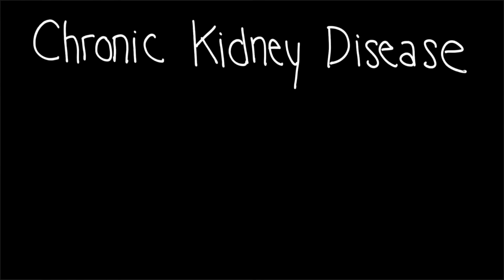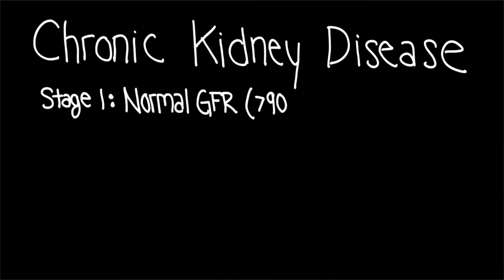Chronic kidney disease is a state of irreversible kidney damage and/or a reduction in kidney function. We stage chronic kidney disease based off of GFR, or glomerular filtration rate. So there are 5 stages of CKD, and stage 1 we define as normal GFR, which is greater than 90 mLs per minute per 1.73 meters squared.